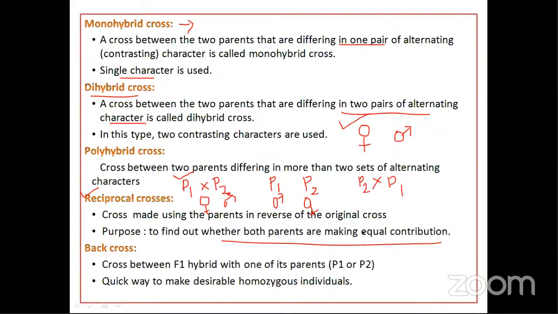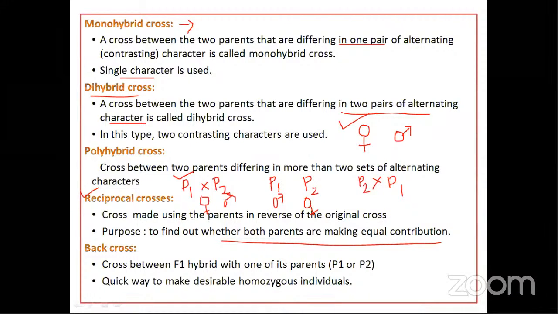Because the female parent only contributes the cytoplasm to the progeny, not the male parent. The contribution of the male parent or pollen is very, very negligible. So if you find any difference in the reciprocal crosses, you may conclude that those traits are because of maternal inheritance or cytoplasmic inheritance.